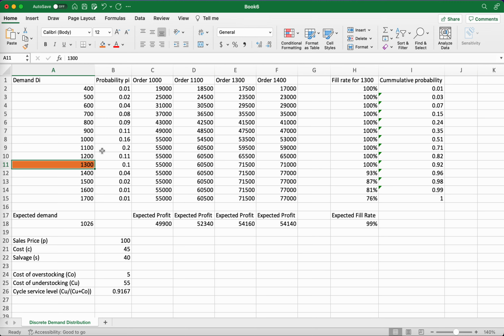So given this demand distribution and given this cost structure, the optimal order quantity for LL Bean for this season, they should manufacture 1300 parkas. They will be able to make an average profit of $54,160. They will have a service level of about 91.67%, and they'll have a fill rate of 99%. That's that particular scenario, right?